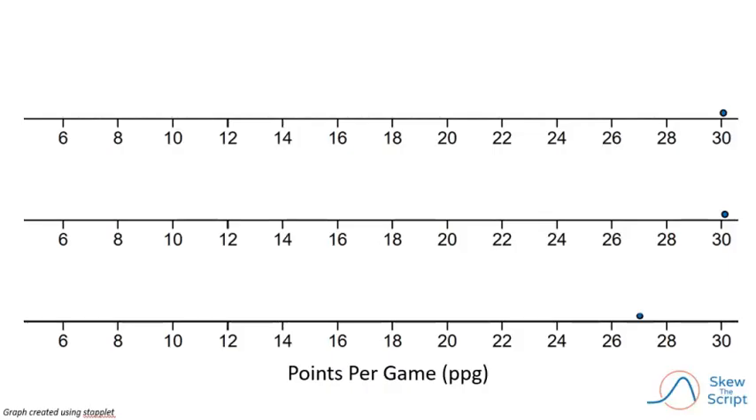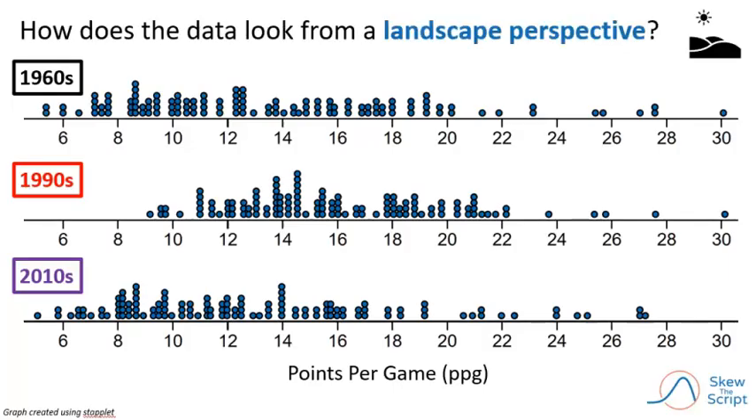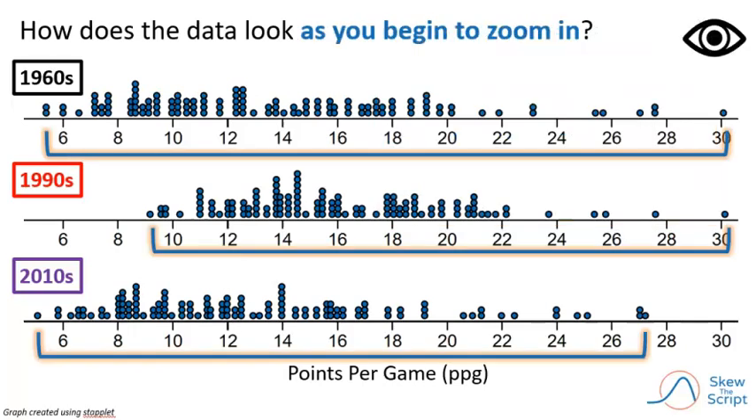We have three players, all at different times, so let's start by looking at the eras they played in. And let's use the same type of data for each era: the points per game for the 120 players in each era that scored the most during the games they played in. How does that data look from the broadest, most zoomed out perspective? This data looks at 3 eras of basketball players and how many points per game the best players scored.